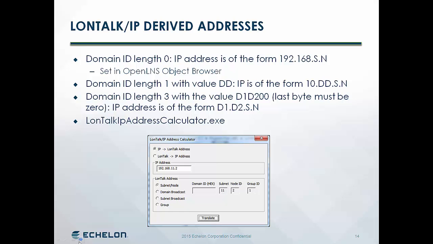With a domain ID of 0, the LonTalk IP address is in the form of 192.168.subnet.node, and zero-length domains can be set in the OpenLNS object browser. With a domain length of 1, with a value of DD, the LonTalk IP address is in the form of 10.dd.subnet.node. With a domain length of 3, with a value of D1, D2, 00, the last byte must always be 00, the LonTalk IP address is in the form of D1.D2.subnet.node. You can use the LonTalk IP address calculator to convert from one format to another.